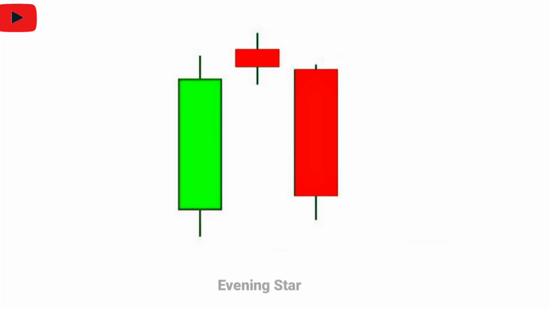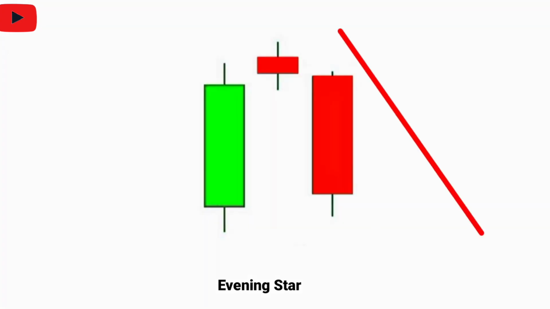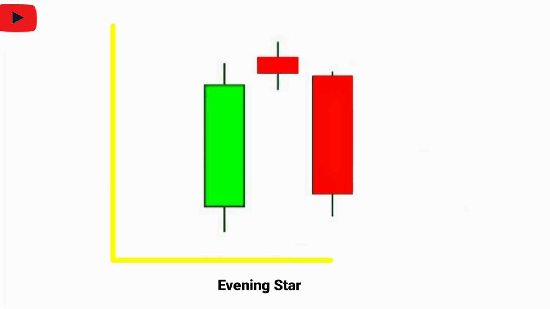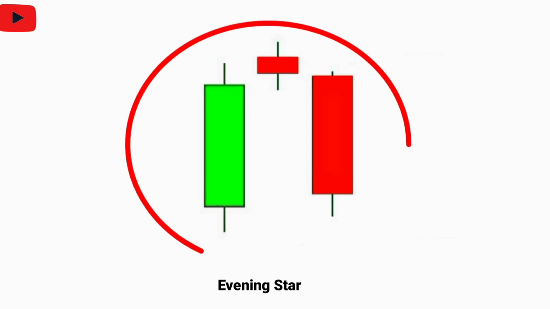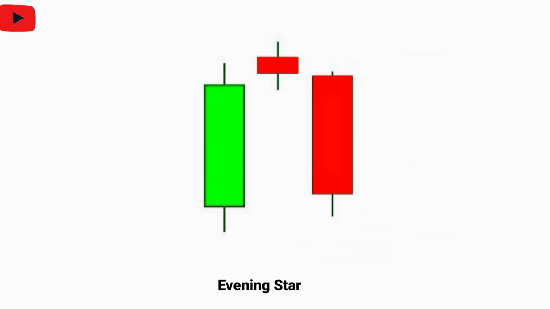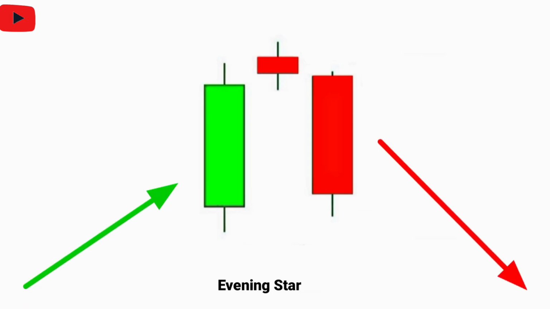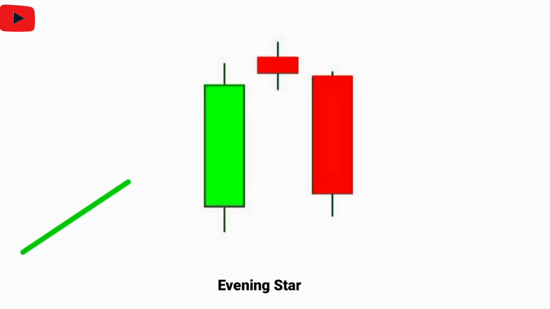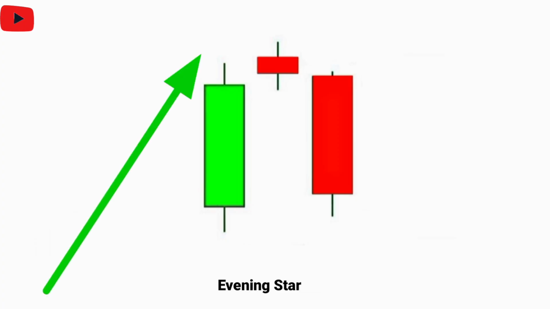Now let's understand the evening star candlestick pattern in detail. The evening star is a bearish candlestick pattern, meaning when this candlestick pattern forms, a downtrend comes into the market. The evening star candlestick pattern is formed by 3 consecutive candles on the chart. You can see the evening star candlestick pattern at the top of the chart. The first candle of the evening star is a green, meaning bullish candle, which indicates the strength of the bullish market and shows that a lot of buying is happening in the market.